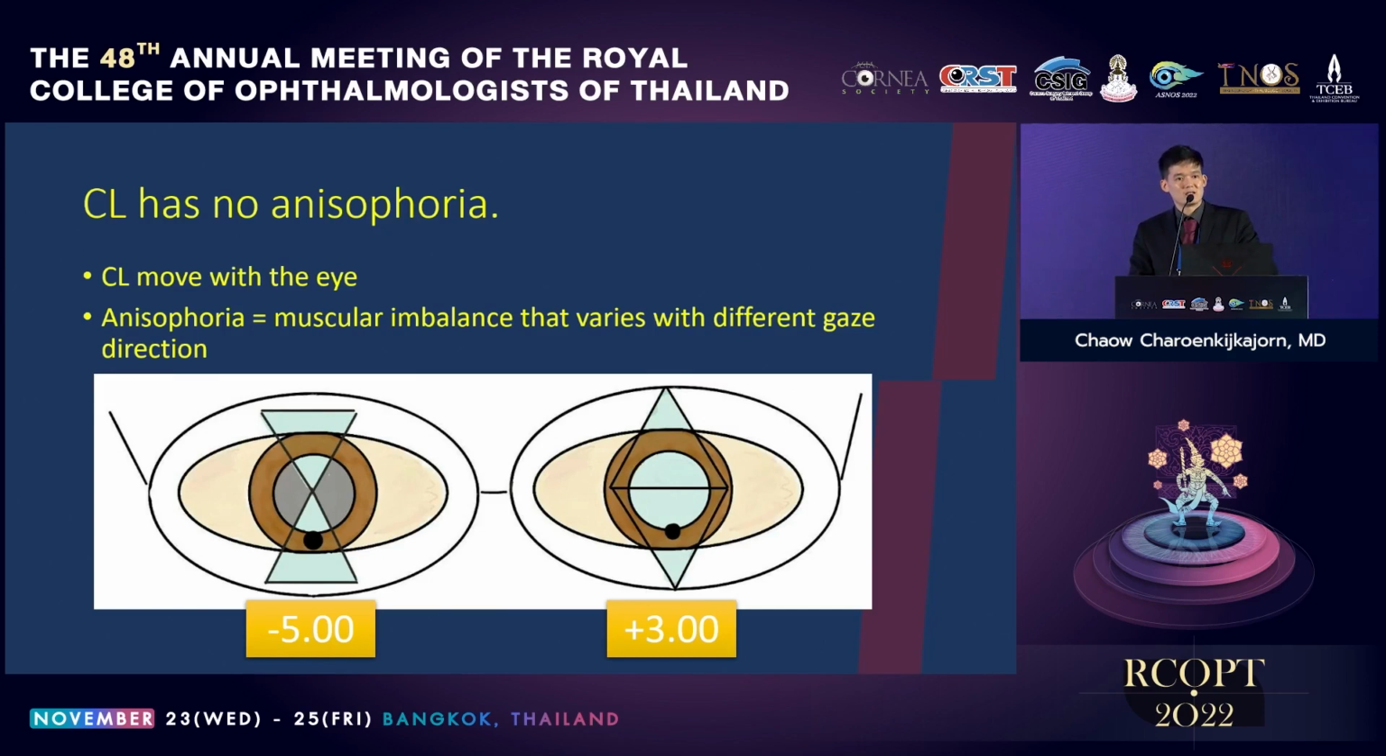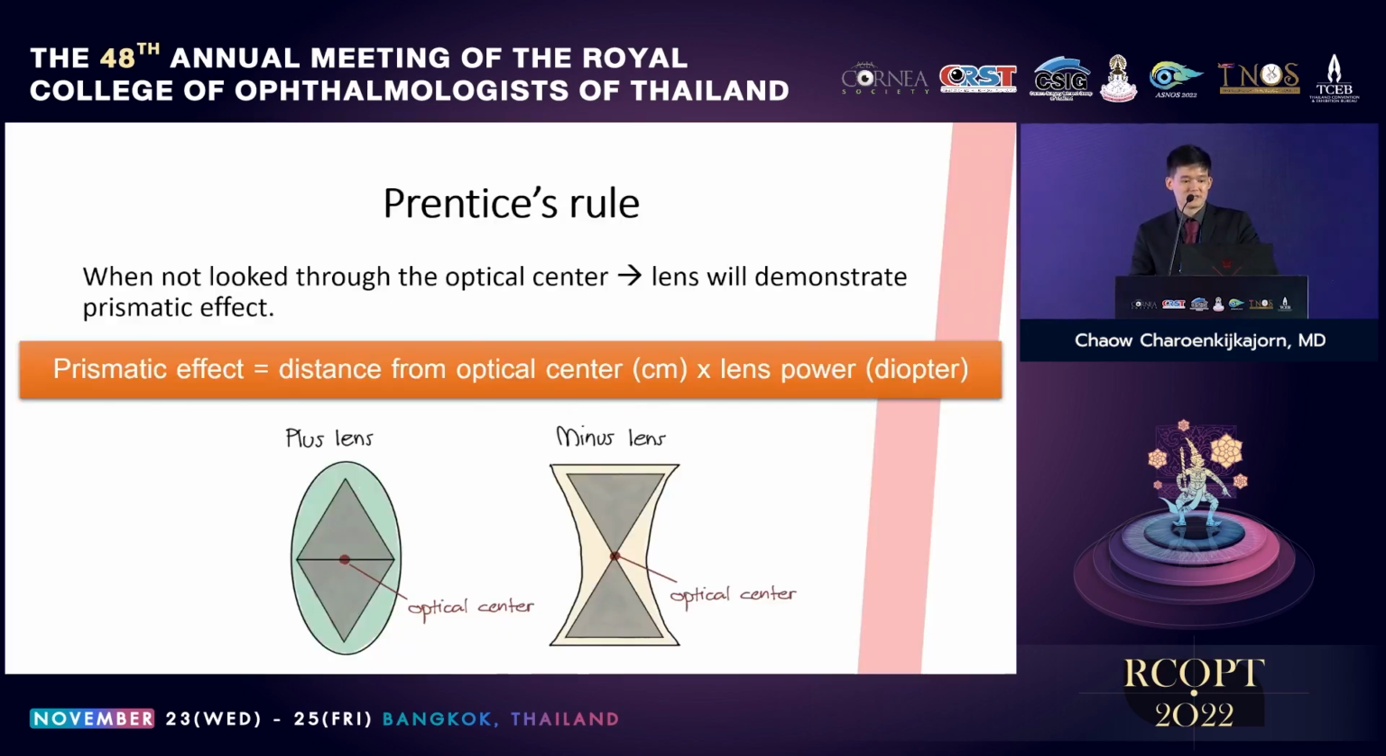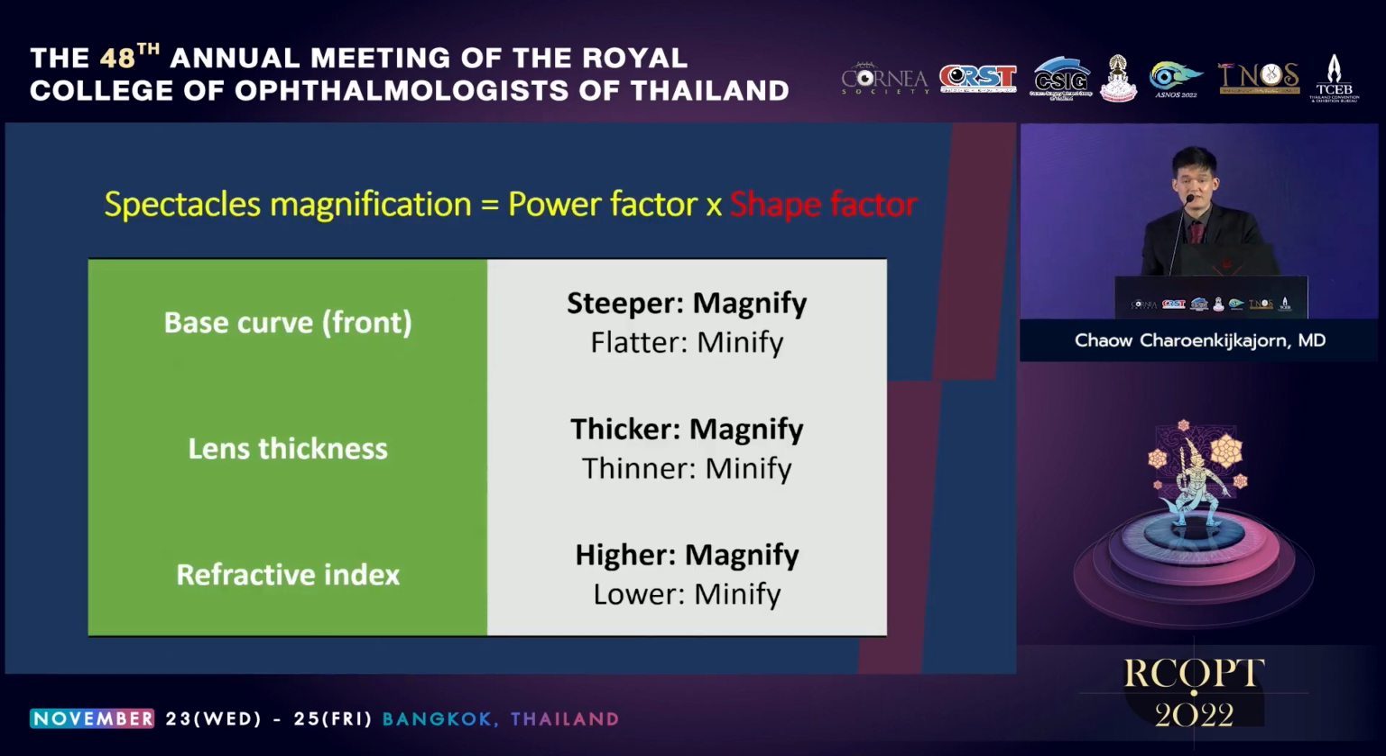The reason contact lens has no problem with this is that the contact lens always moves with the eye, so the eye always looks through the optical center of the lens. And this is for the residents, a review. This is called Prentice rule. We can calculate the induced prismatic effect by multiplying the distance from the optical center that we look through by the lens power. Okay, and that is the power factor: 2 factors, lens power and vertex distance.